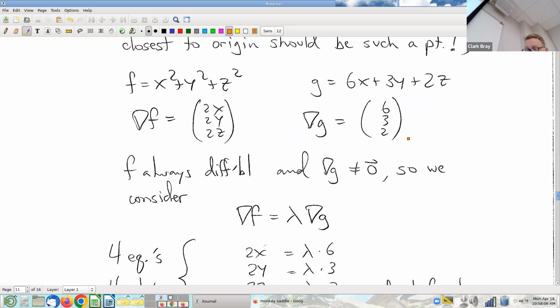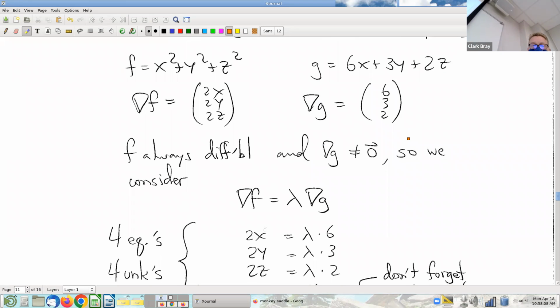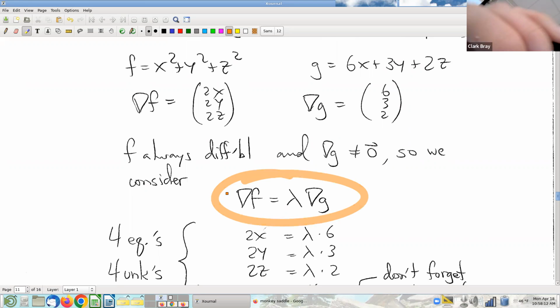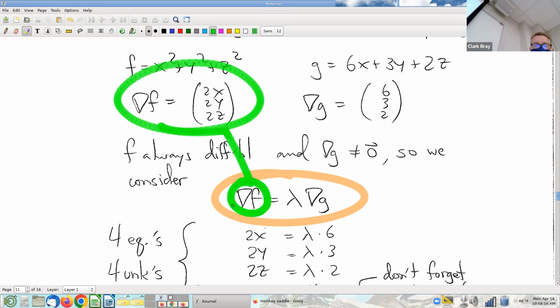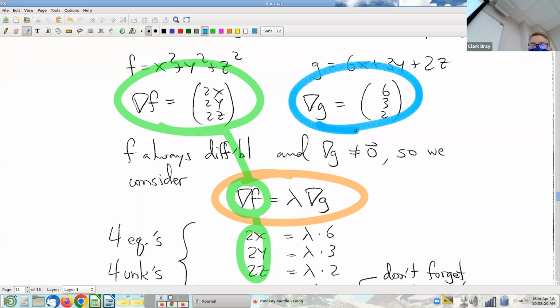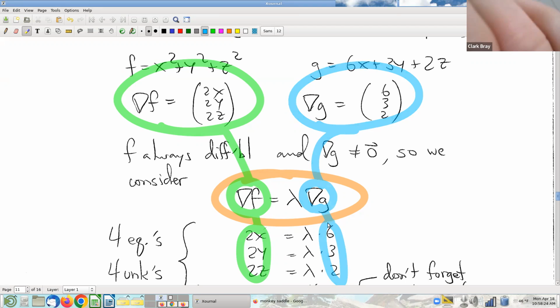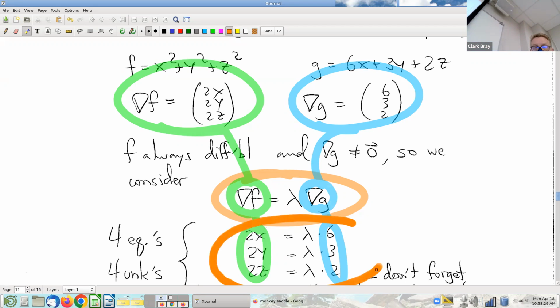Okay. And then lastly, here's our Lagrange condition. Notice that our Lagrange condition boils down to: I need this, which has these three components, to be a multiple of this, which has these three components. And then, of course, that Lagrange condition can be rewritten as this trio of three equations.